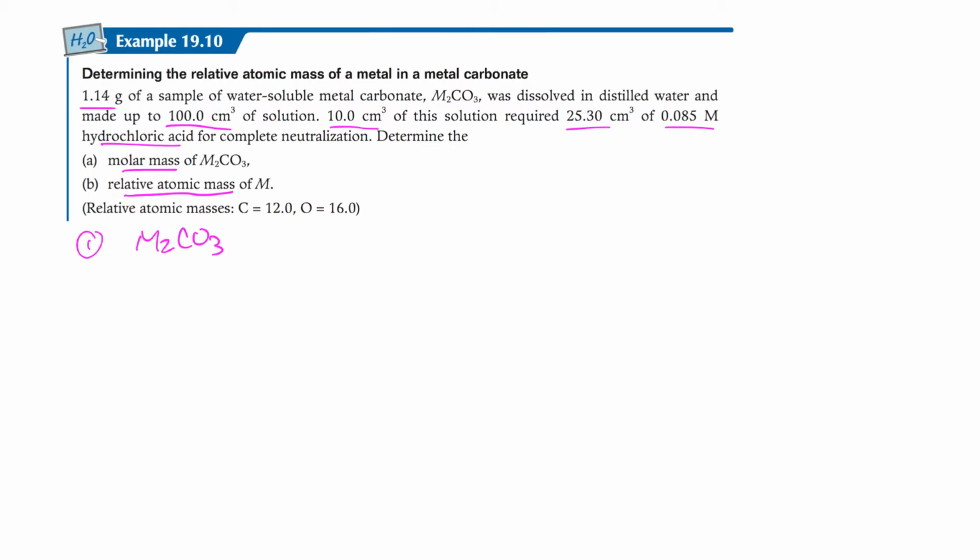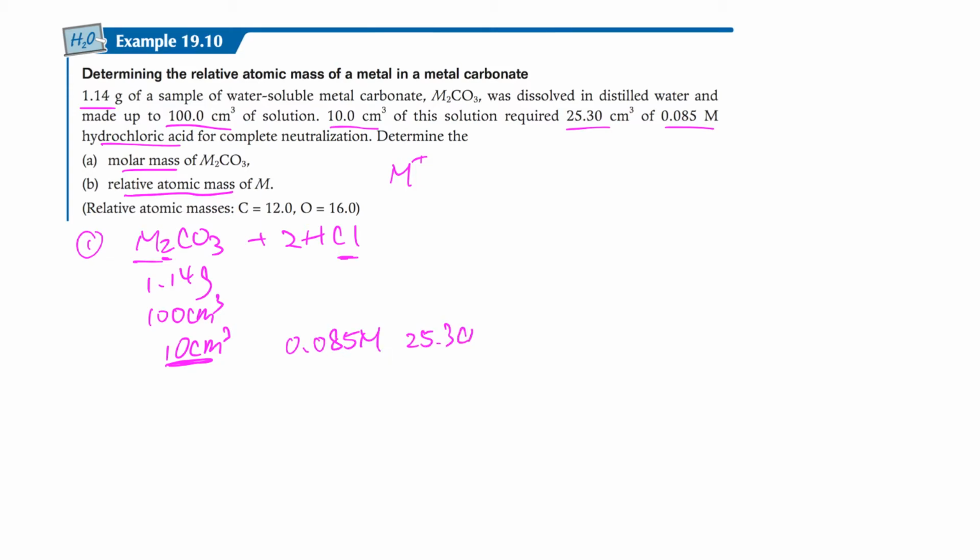So you have number 1, M2CO3. This M has to be M1 positive charge, and you combine with HCl. The ratio should be 1 to 2, because I know that this is plus, so this one should be negative. So you got 2M here, so you have 2 Cl. So 1.14 gram, you have like 100 cm cube, and take 10 cm cube. We titrate this 10 cm cube against HCl, which is 0.085 M, and then we have 25.3 cm cube. So this is part 2.